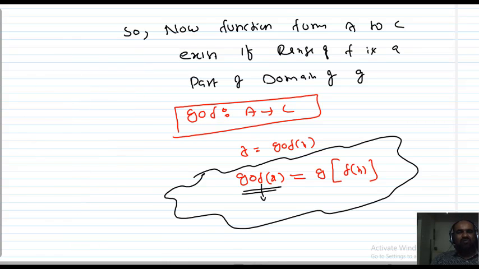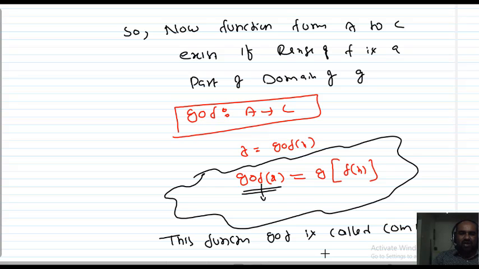This is called the composite of f and g. This function is called the composite of f and g. f first, next g. This function g circle f is called the composite of f and g, f first. Okay. So this notation is very, very important.